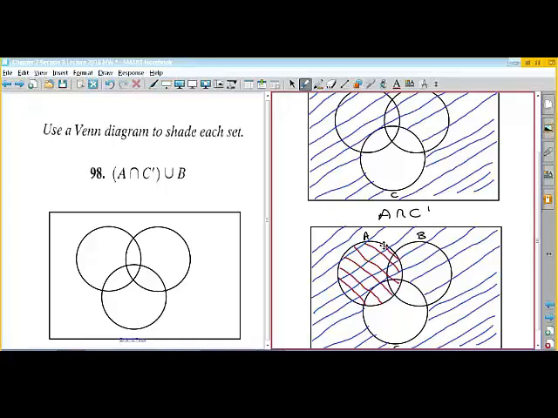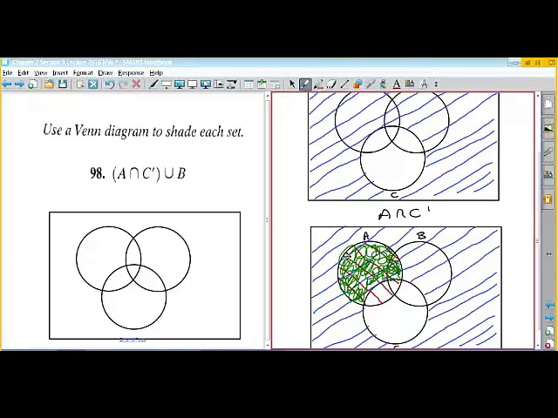So I'm going to use another color to show the whole result. So if I color in what's both blue and red, I'll get this part right here. So that green represents A intersect C complement.